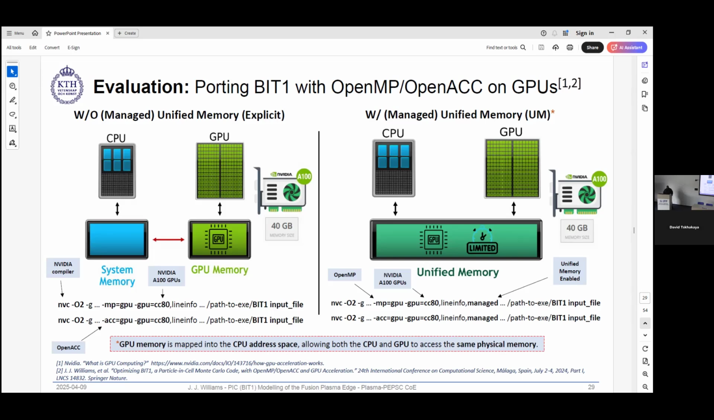Okay, thank you. Actually, it says unified, but it's actually managed. Yeah, exactly. So it's easier for the GPU, because you have to think now with porting.